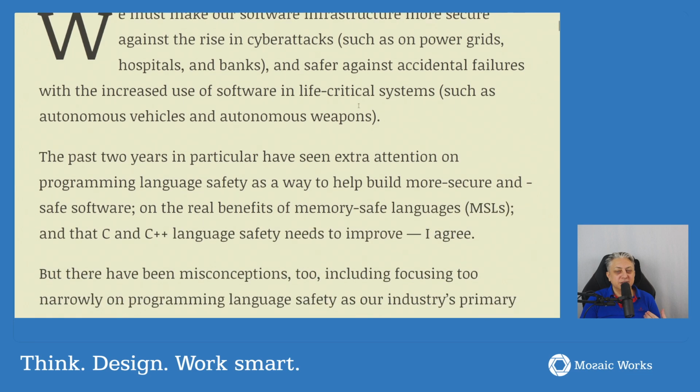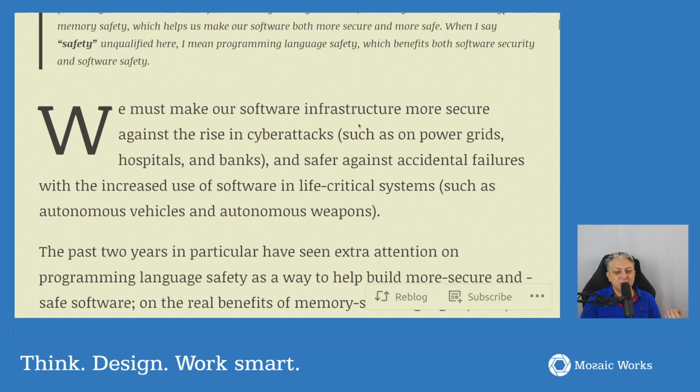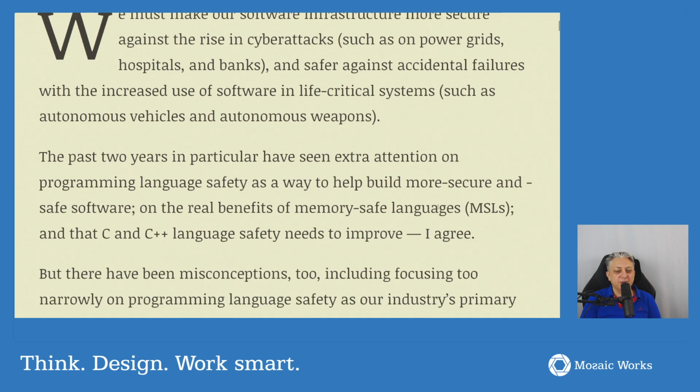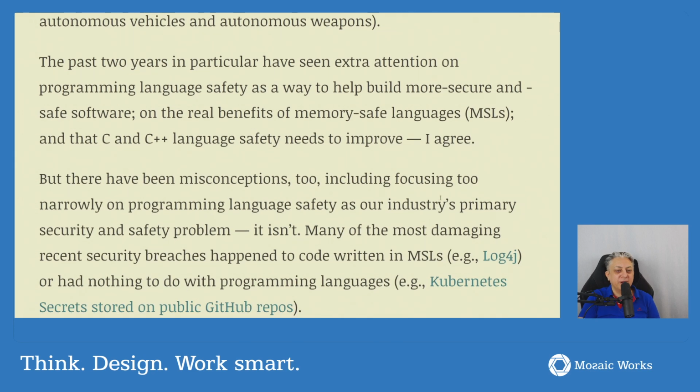And it starts by stating the real issue. We must make our software infrastructure more secure against the rising cyber attacks, such as on power grids, hospitals, and banks, and safer against accidental failures with the increased use of software in life-critical systems, such as autonomous vehicles and autonomous weapons. The past 2 years in particular have seen extra attention on programming language safety as a way to help build more secure and safe software, on the real benefits of memory-safe languages, MSLs, and that C and C++ language safety needs to improve. I agree. And that's basically what I was saying in the past.